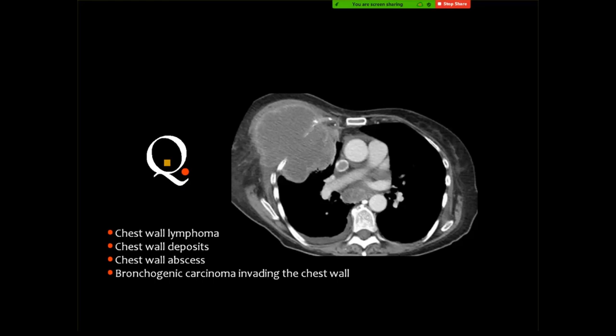Pancoast tumor is in the apex of the lung and is usually located posteriorly, but this is an anteriorly located lesion which is destroying the chest wall and has a component outside the chest and another component inside the chest. This is a chest wall lesion, which may be, as I have mentioned before, lymphoma or a metastatic deposit, and this is not an abscess, of course.